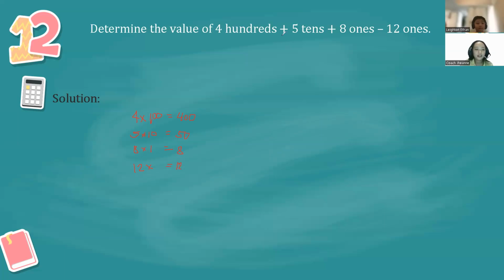Now we have to note the operations here. Okay, 400 plus 50 plus 8. Now we have to do the additions first. Okay, minus 12. Now we have here first 458 minus 12, that is equal to 446. Okay.